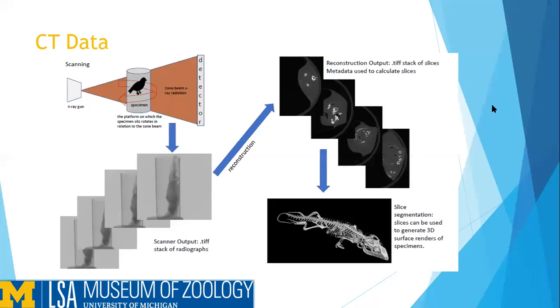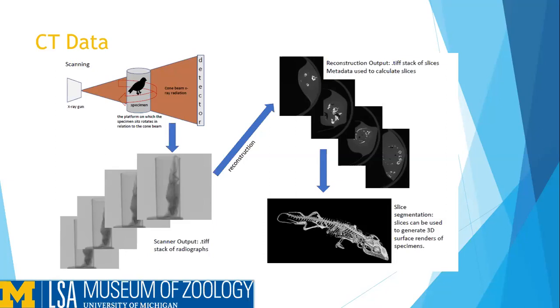For this video series, I'm not going to get into too many of the technical details about CT scanning, at least perhaps in this video. But just as a reminder, I want to talk a little bit about how the data is produced. In the top left-hand corner, you can see a diagram of the CT scanning process. We have a specimen on a rotating platform, in this case shown as the bird. We have an X-ray gun, and the red beam you can see is the cone beam. Our particular scanner produces a cone beam of X-ray radiation.